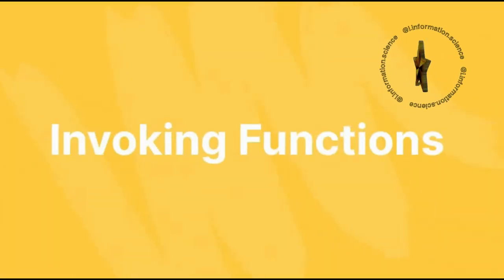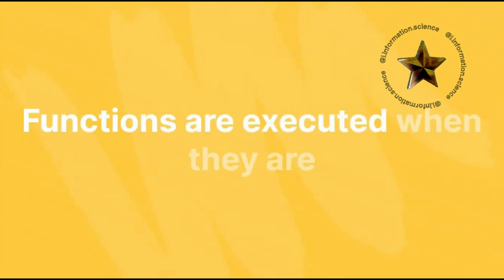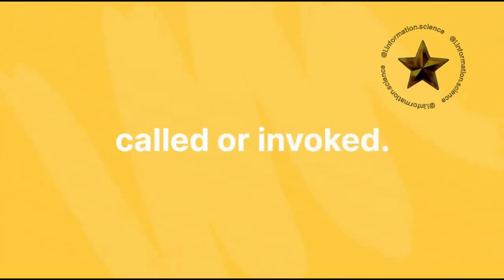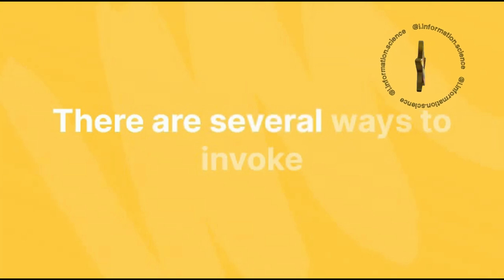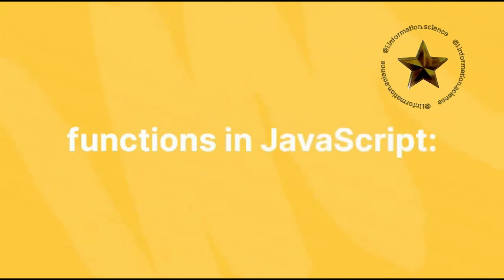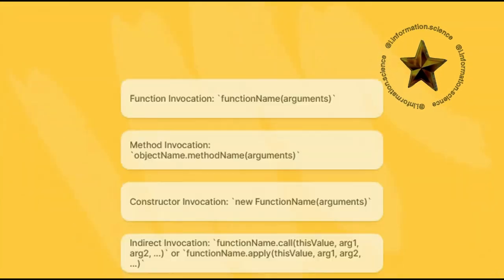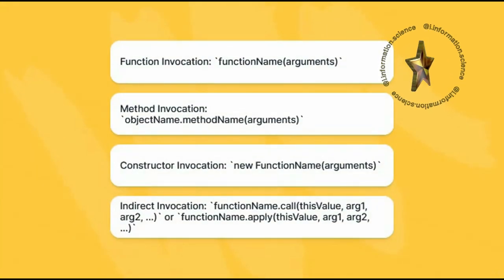Invoking functions. Functions are executed when they are called or invoked. There are several ways to invoke functions in JavaScript. Function invocation: function name, arguments. Method invocation: object name dot method name, arguments. Constructor invocation: new function name, arguments. Indirect invocation: function name dot call, this value, arg1, arg2, or function name dot apply, this value.